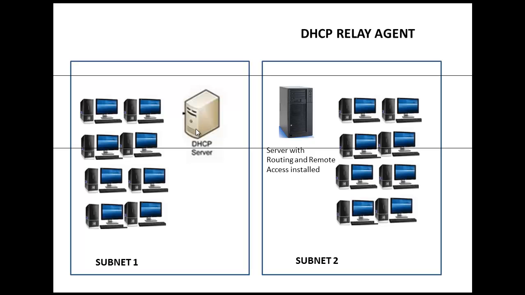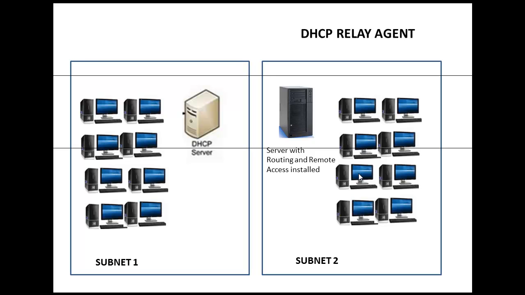Now, looking over to the other subnet, subnet 2, we also have some computers on subnet 2, but subnet 2 does not have a DHCP server. But the clients on subnet 2 also need to communicate. So they need an IP address and the rest of configuration information from the DHCP server.